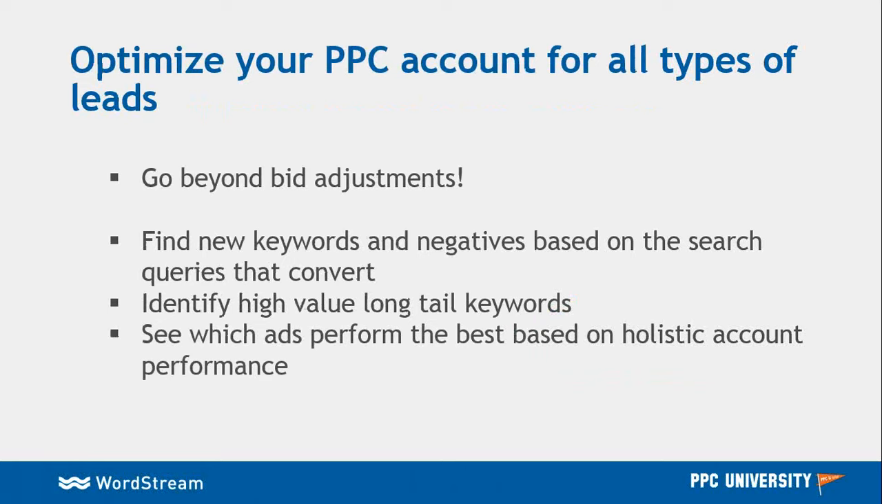Yeah, and what we want to stress is optimize your PPC account for all types of leads. Go beyond just the bid adjustments. Don't just say, well, I fell down to position 3, I got to get back up to position 1. Let me just jump my bid up. Why? What if that keyword's not working for you? What if it's just costing you a whole bunch of money?